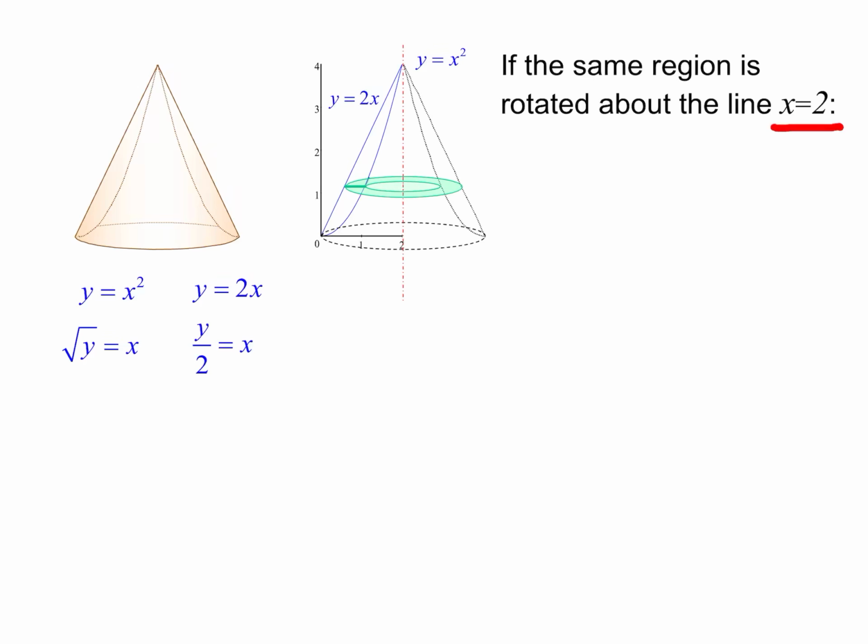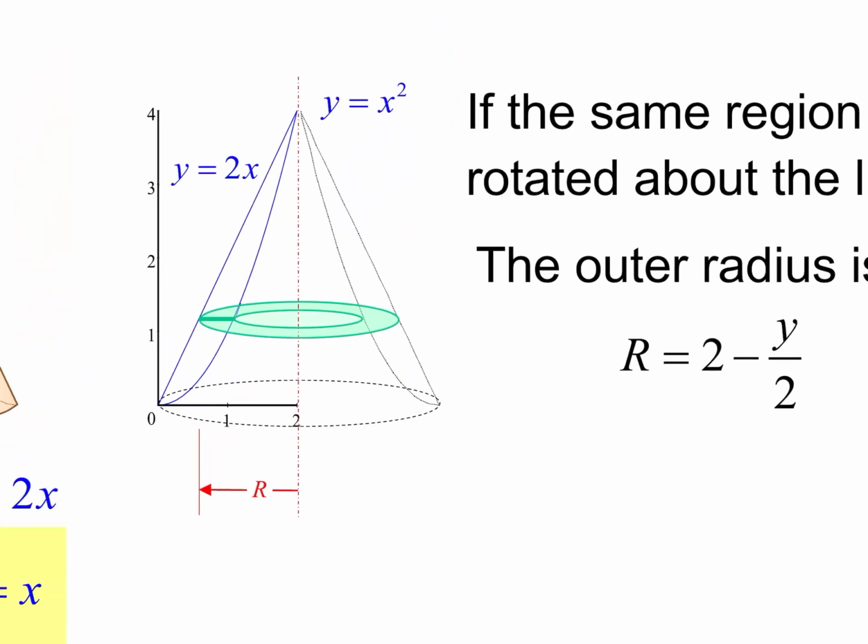Okay, but you can see to find the volume, we still have to stack up a bunch of washers because there's a hollow space inside. Our job is still to find the outer radius squared minus the inner radius squared. This is a little bit tougher because things are moved off the axis. So let's see. The outer radius would be from here to here, that whole thing.